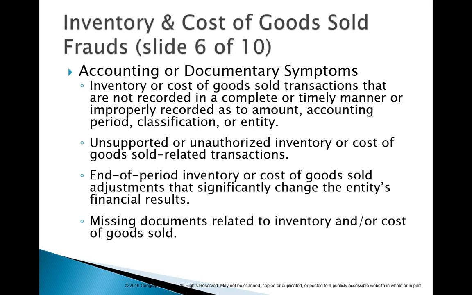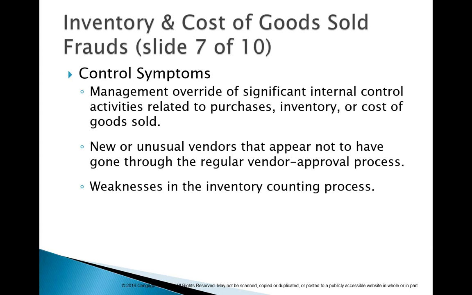Missing documents related to inventory and cost of goods sold. So the same thing as missing documents that we talked about before. If they're a granite rock company and they have piles of granite and the aerial photos are missing and you can't actually estimate how much inventory is there, then you're going to be suspicious. So anytime there's missing documentation or photocopies, again, you're going to be suspicious.